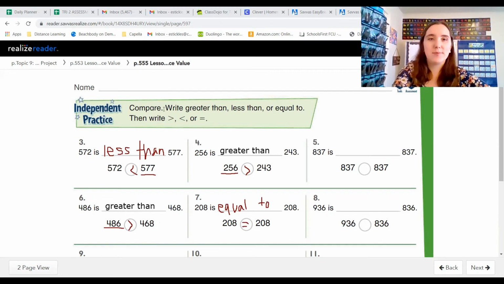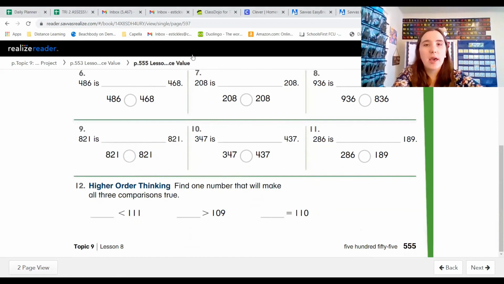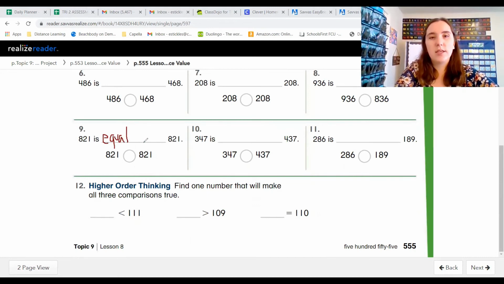So I'm going to put an equal sign in between them. Let's go down to number 9. Okay, number 9, 821 and 821. I think we have the same thing going on down here as we did up at number 7. We have an 8 in the hundreds place, we have 2s in the tens place, and we have 1s in the ones place. So those numbers are the same. So again, we're going to say 821 is equal to 821. Pretty easy. And then to show that they're equal, we need an equal sign in our circle here.